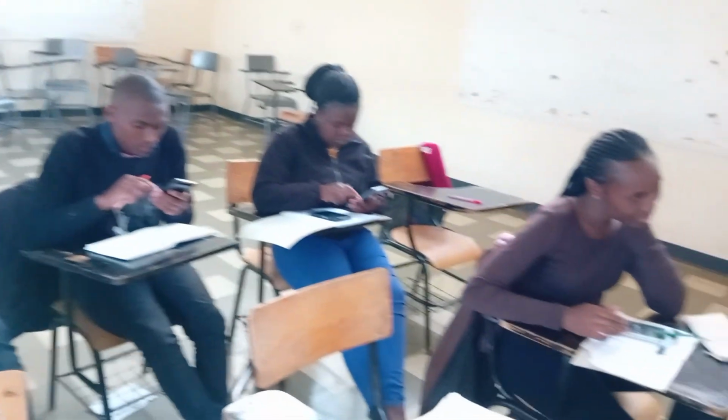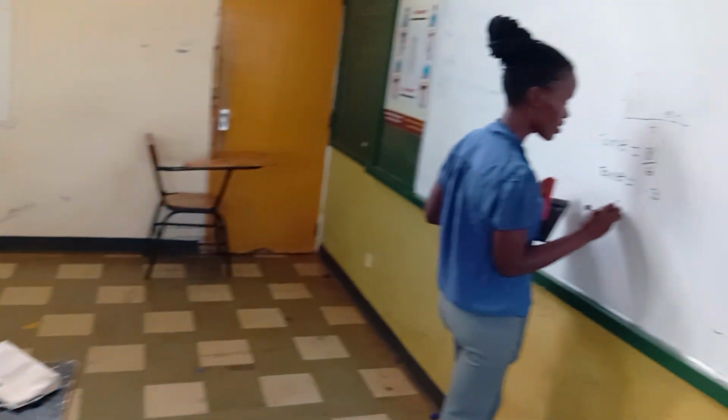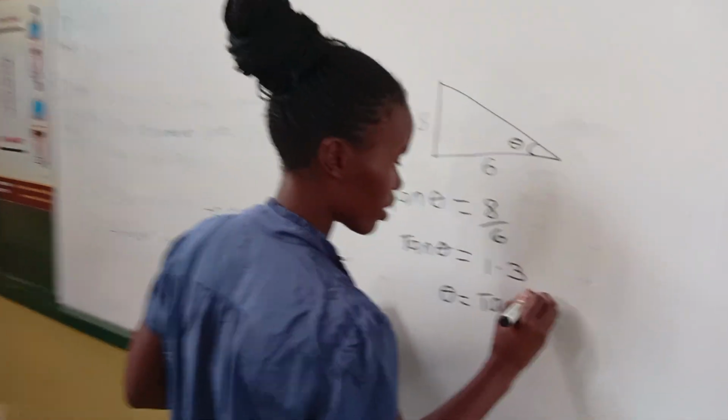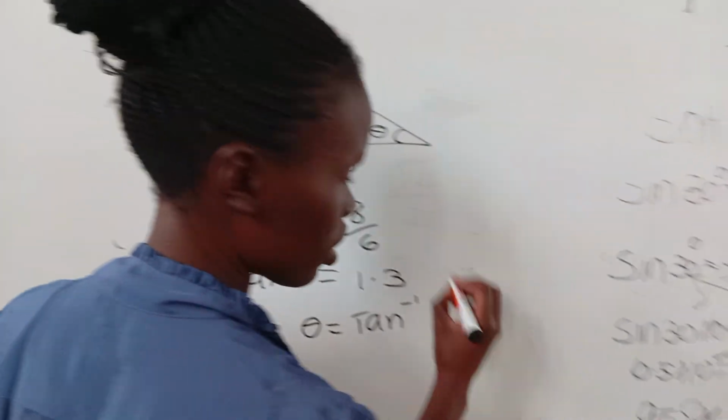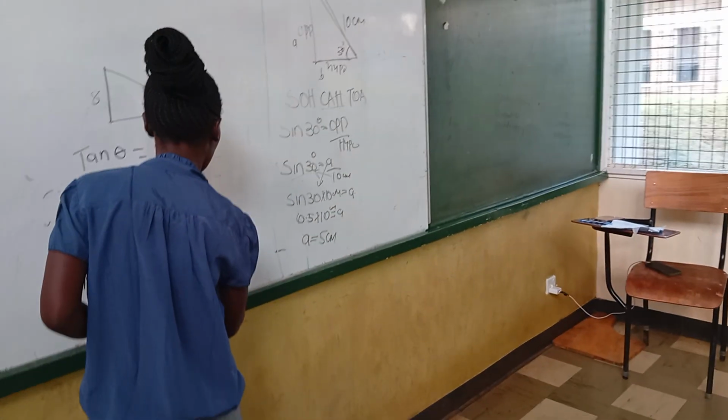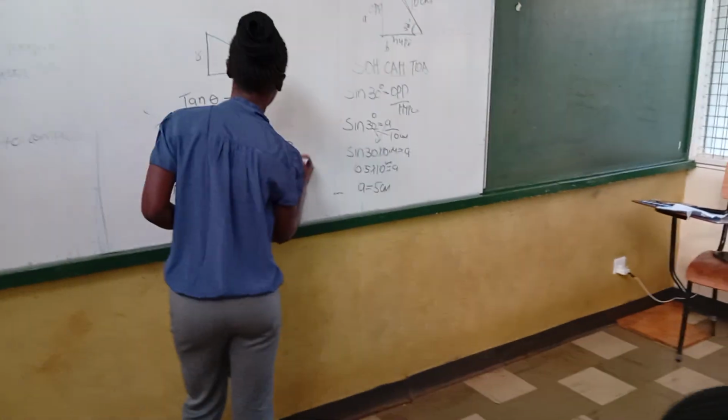8 over 6 is 1.3. Then in order to find theta, it will be tan inverse 1.3, which is 53.13 degrees. 53.13 degrees.